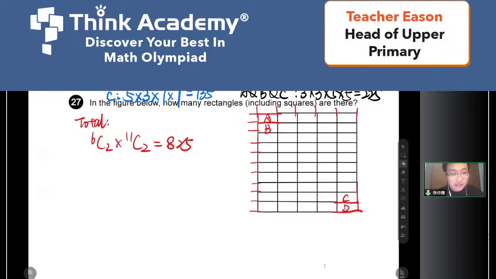So this is not 6 times 11. This is 6 choose 2 times 11 choose 2, becoming 825. They're not 6 times 11, of course. Of course not 6 times 11.